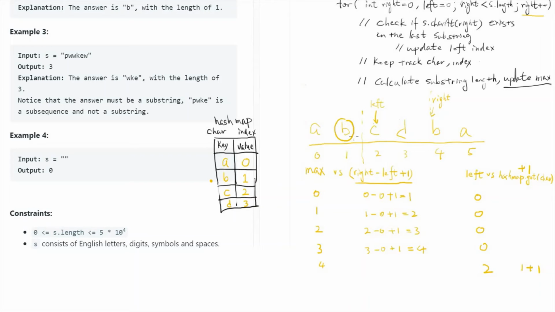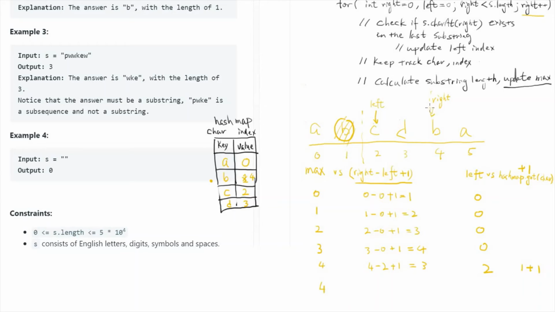By doing this, we are excluding the repeating character from the previous position. And then we update the B in the hash map with the new position, which is 4. Then we calculate the length of our new substring, 4 minus 2 plus 1 equals 3. And 3 is smaller than 4, so we do not update max. So max remains as 4.